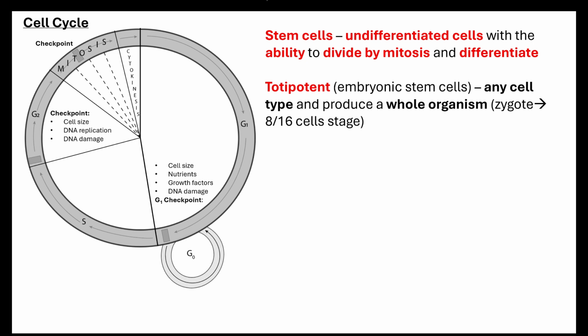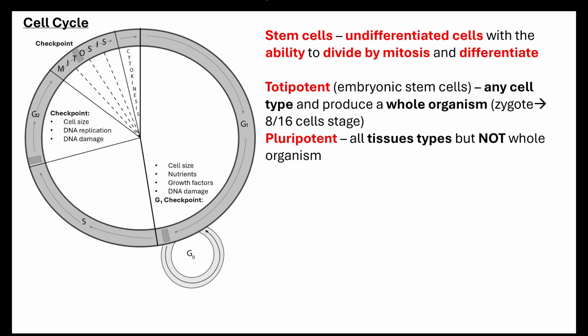After the 16 cell stage, we then move on, and the embryonic stem cells are now classed as pluripotent. So they are pluripotent because they've started to differentiate. They cannot produce a whole organism anymore. However, they can produce all tissue types. So after the 16 cell stage, the stem cells are now classed as pluripotent.